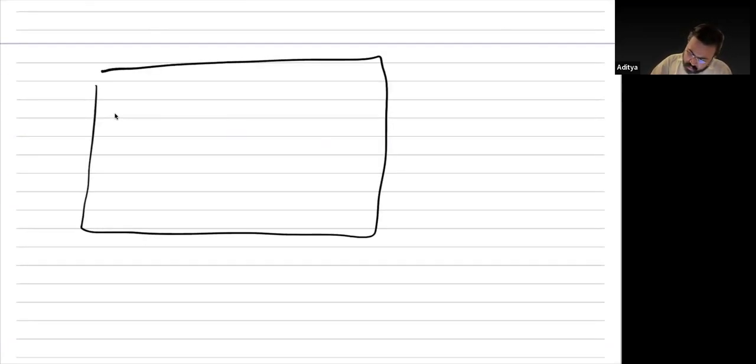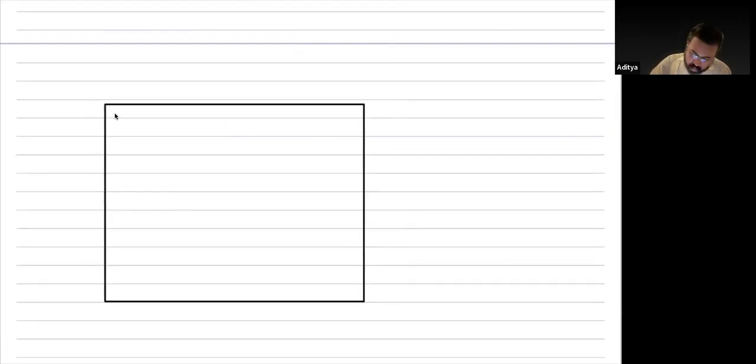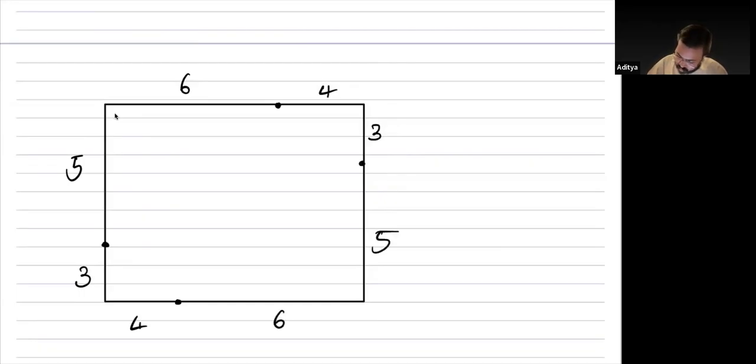Try this. Inside a rectangle, few points are marked. Not inside, on the rectangle. Few points are marked such that this is of length 3, this is of length 5, length 6, length 4: 3, 5, 6, 4.